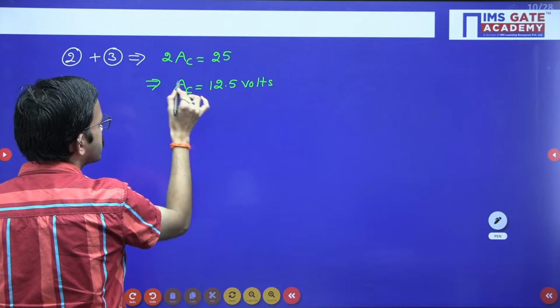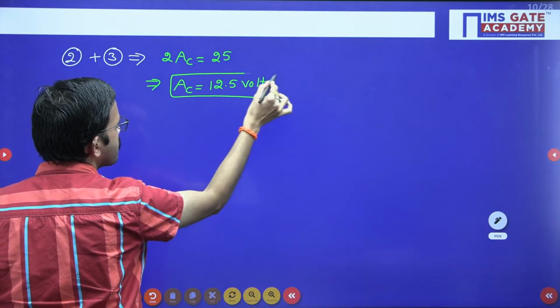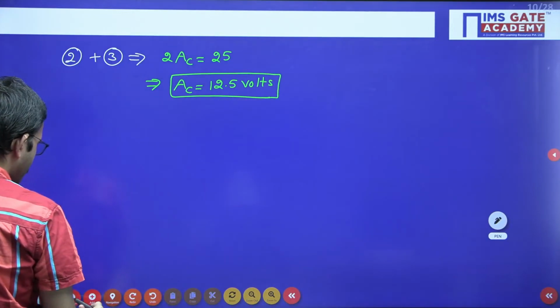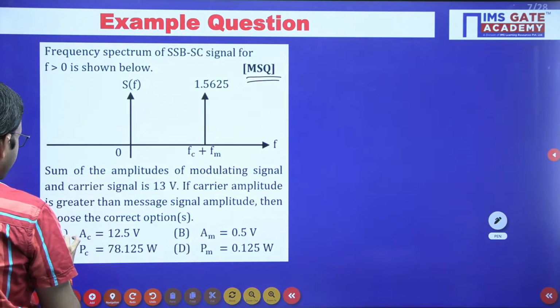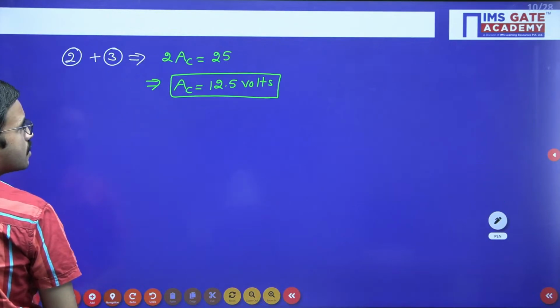Units are volts. AC is 12.5 volt. Yes, we are getting option A is correct. Option A is correct.